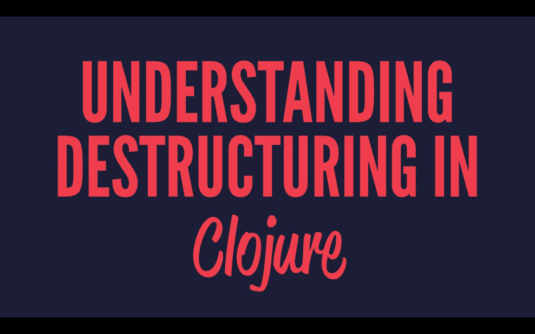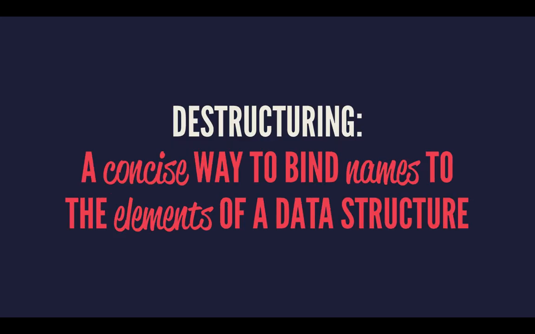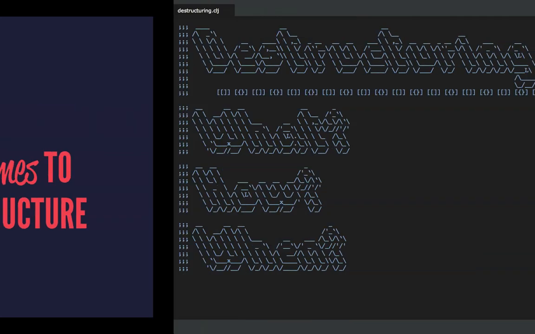So I thought I'd begin by giving quite a simple definition of what destructuring is. Destructuring is a concise way to bind names to the elements of a data structure. And that's it, that's all it does. It's all about being concise and about binding names. But instead of sticking in the more academic world of words, let's hop straight in and give some examples to hopefully clear this up for you.